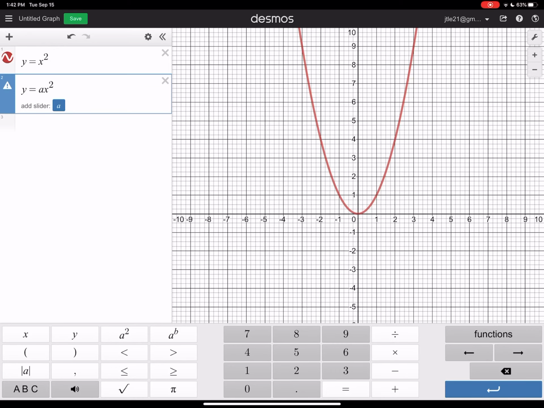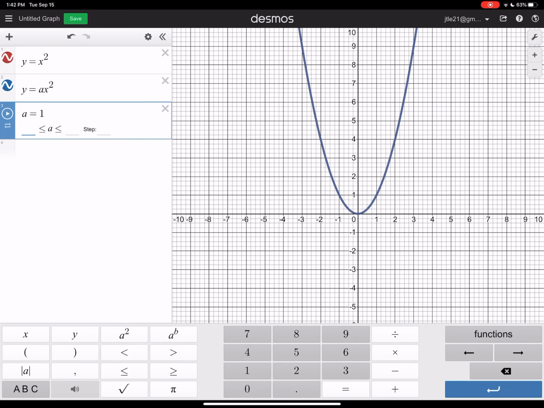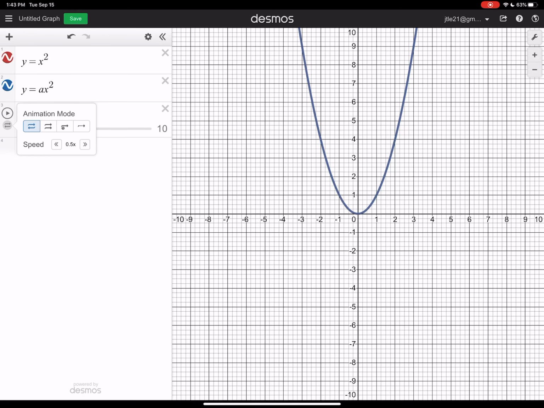Okay. I'm going to add the slider here. And I'm going to let this run first. Let me go from 0 to 10. And I'll slow it down a little bit, okay? So right now a is currently at 1. All right? I'll slow it down a lot. Take a look at what happens when the a value changes and what happens to the graph when you change the value of a. All right?